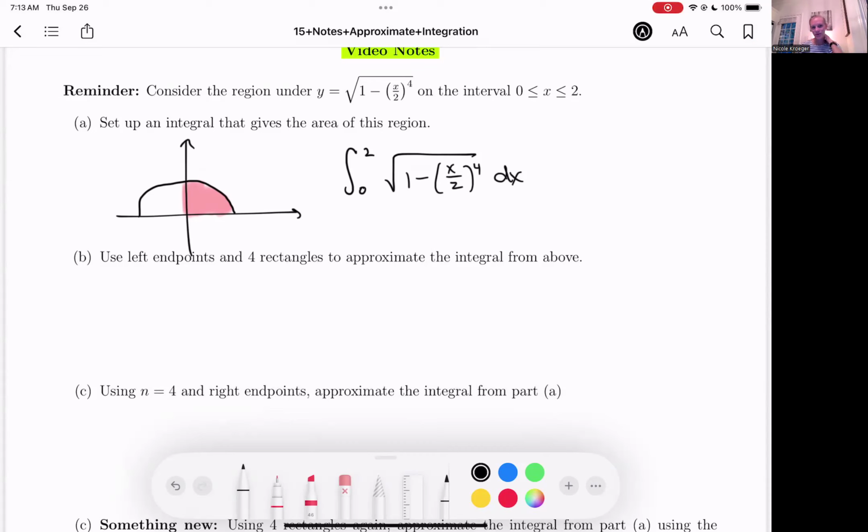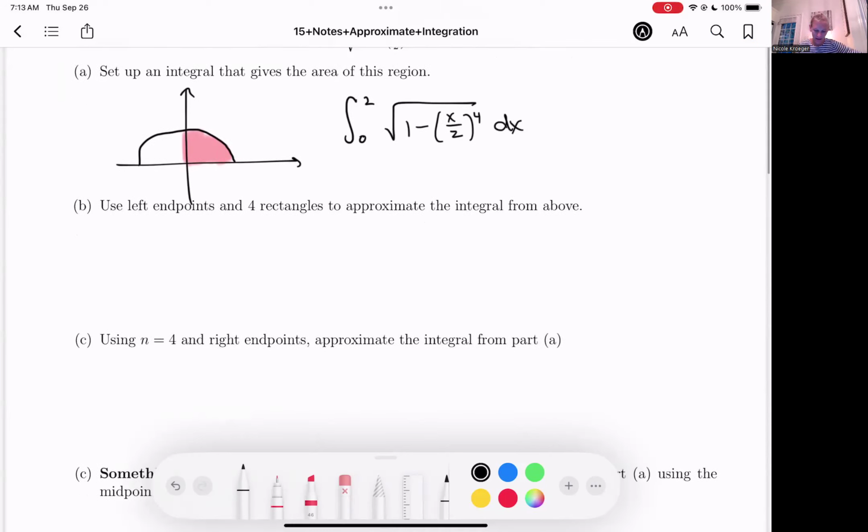So if you remember last year when we started out finding area under curves, we did things like used rectangles, and that's what we're going to do to get started. So this first one says use left endpoints and 4 rectangles to approximate this integral. So we remember if we're going to use left endpoints, then I like to start out by drawing the number line from 0 to 2. We're going to have to break this into 4 equal pieces. So let's figure out how long each of those pieces are going to be.